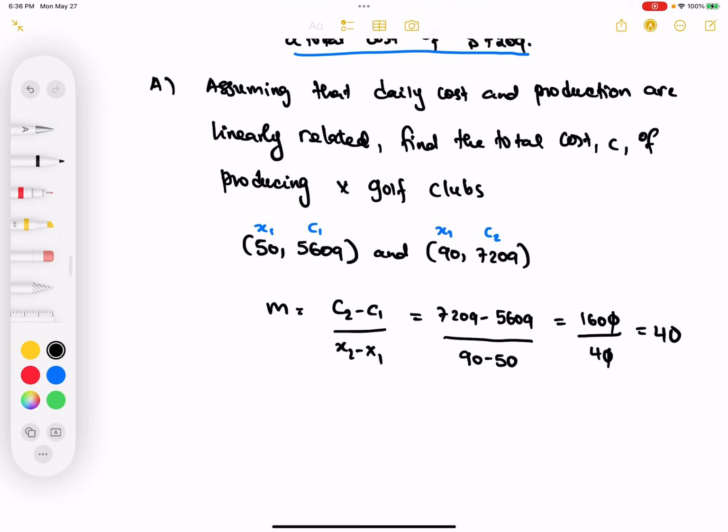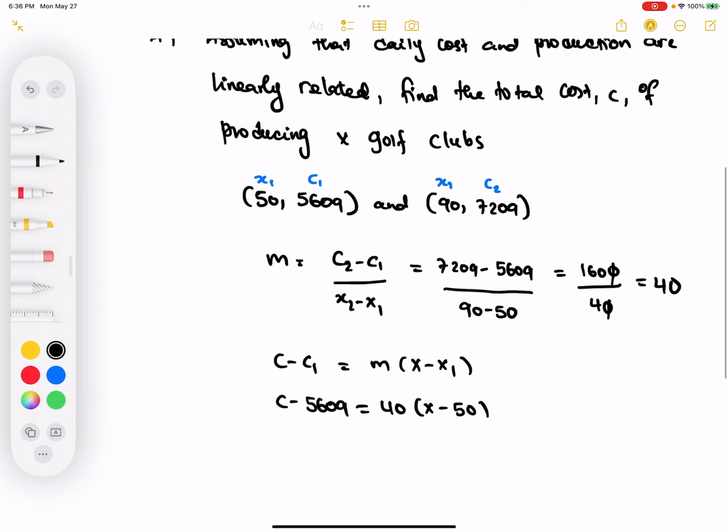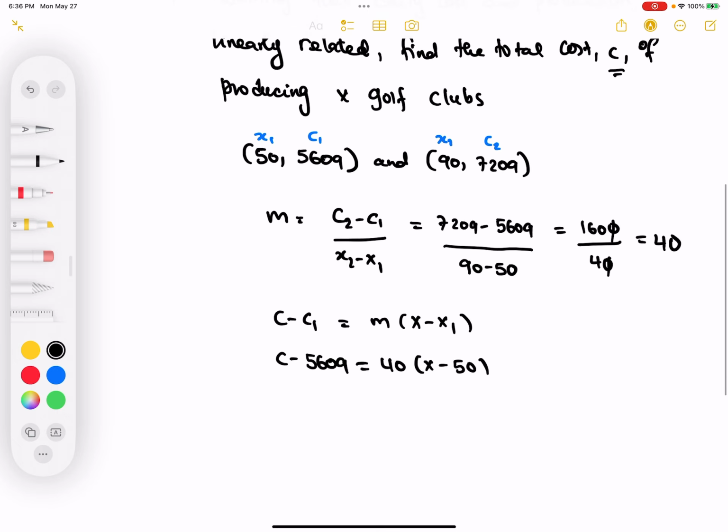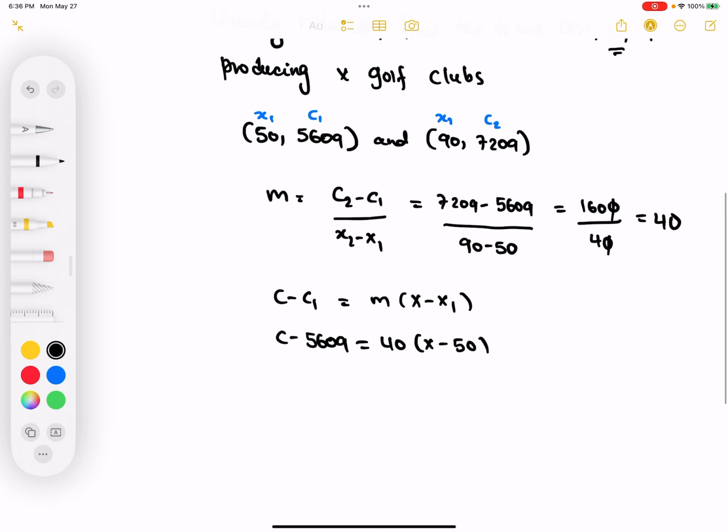Right, so this is the interpretation of the slope: the cost per club. Now let's find the equation. Remember the point slope form. I can write C minus C1 equals slope times x minus x1. C minus 5,609 equals 40 times x minus 50, where x is a variable and x1 is 50. Now we have to write C as a function of x. That means slope intercept form.